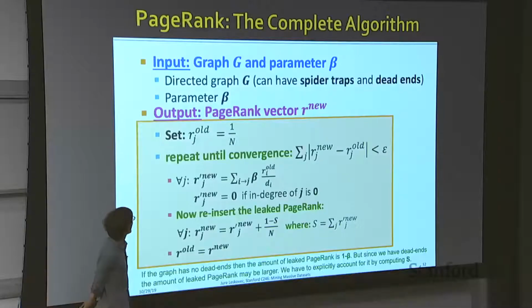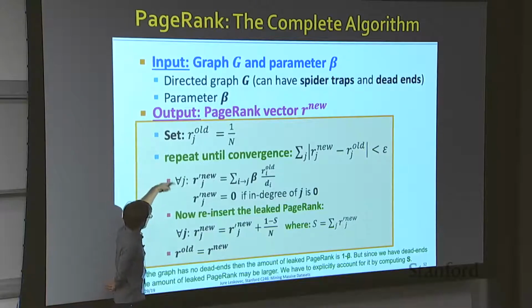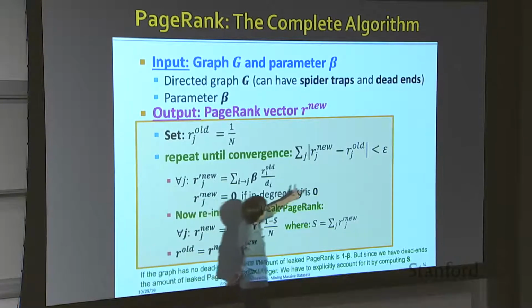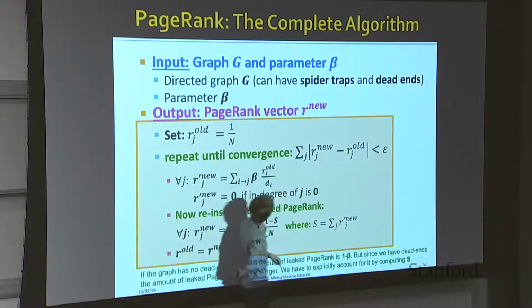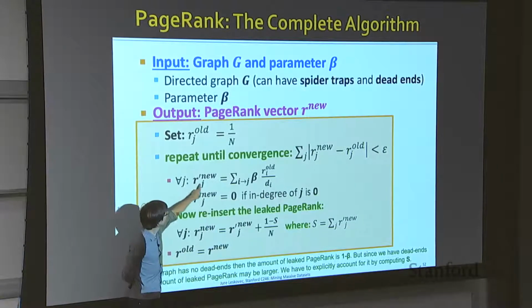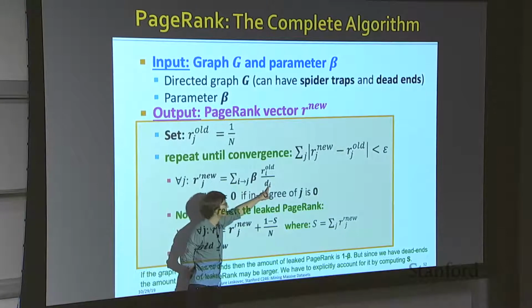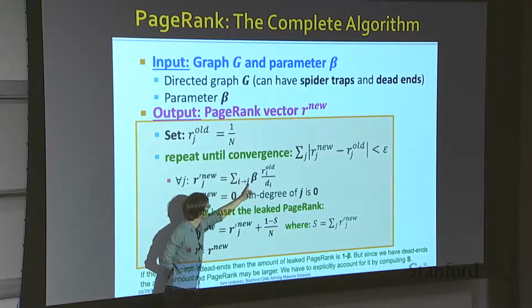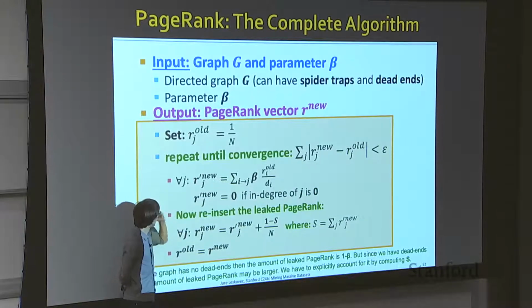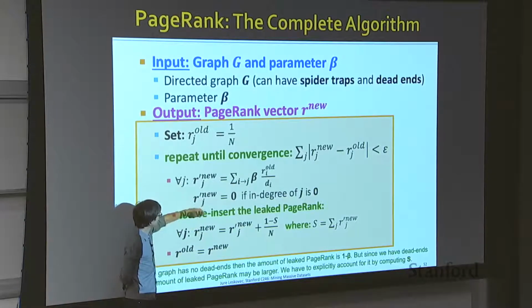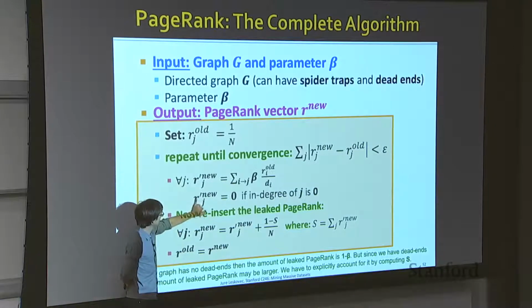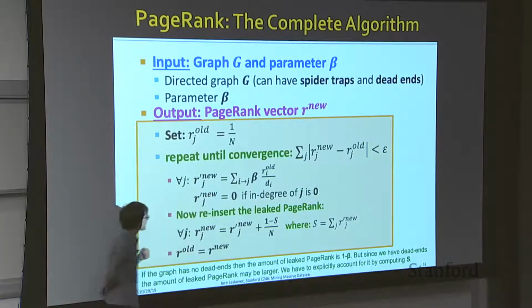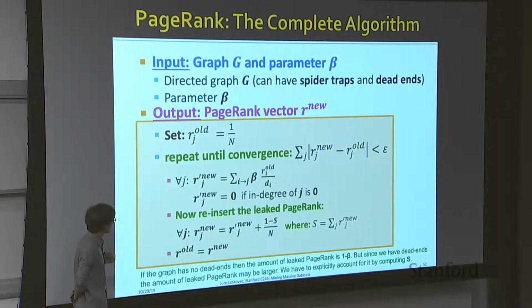Okay. So this is it. And here is the entire algorithm. It's really 3 lines. This is the iteration. I iterate until there is convergence. I compute the R new by taking R old divided by the degree of node i times beta, going over all the nodes i that point to the node j. And by definition, the PageRank of node j is 0 if the in-degree of node j is 0, so if there is no way to get into the node.